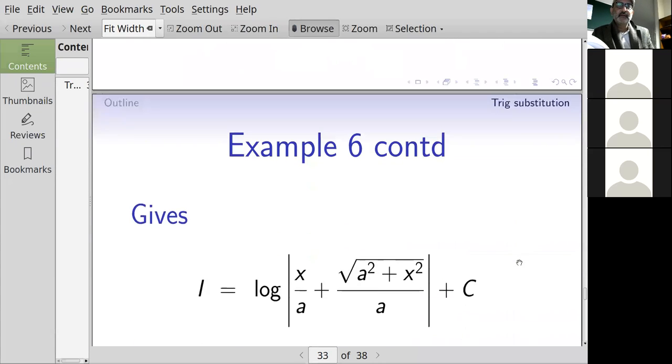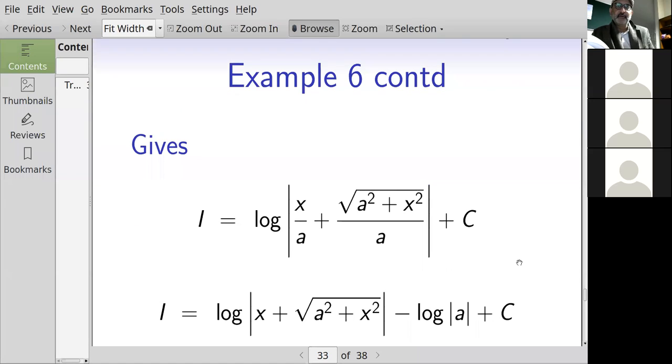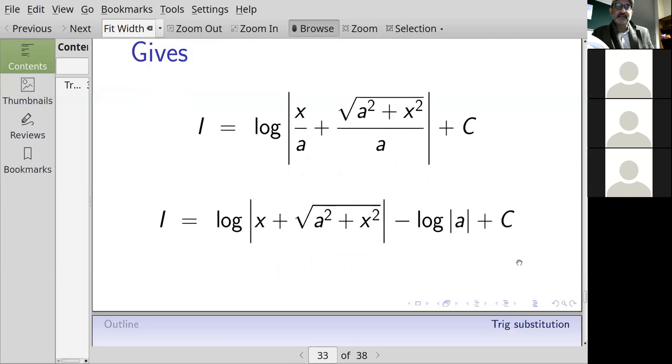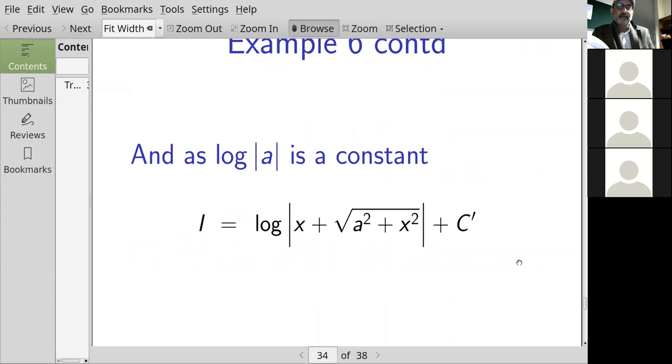So now I replace everything. I replace tangent theta by x over a, and I replace secant theta by root of a squared plus x squared over a. So I now have log of the absolute value of x over a plus root of a squared plus x squared over a, plus c. Everything's being divided by a, which is a constant. So if I want, I can replace that as logarithm of x plus root of a squared plus x squared, absolute value of that, plus some other c, let's say c prime. Okay. Any questions about that one?